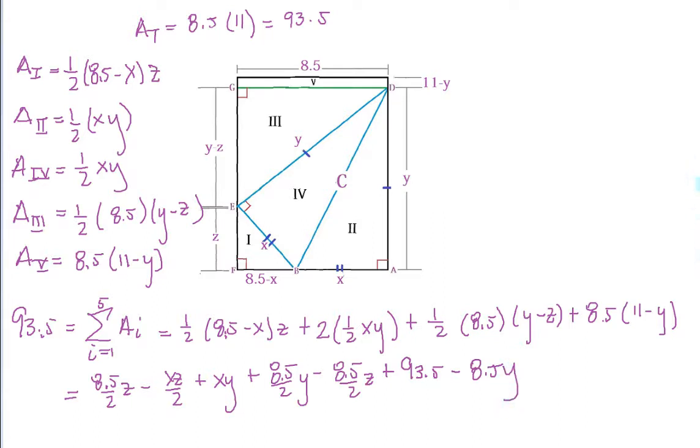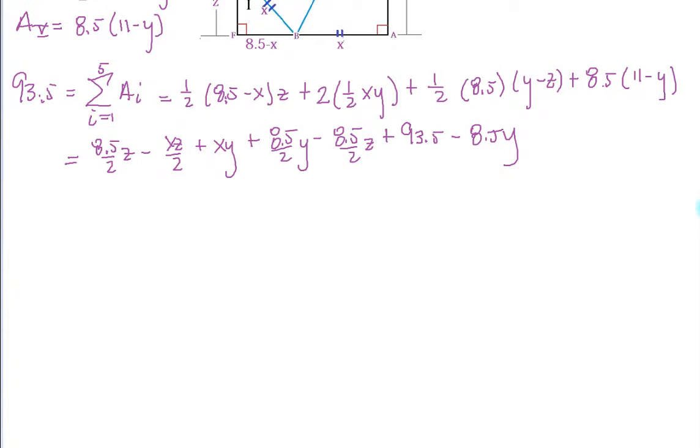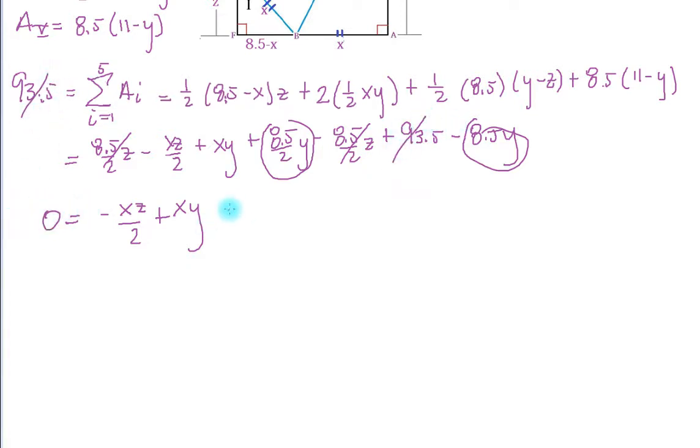Now let's scoot over a little bit. Now this is equal to, notice that this term and this term cancel out. So let's cancel them. And notice that this one will cancel some of this, not all of it. So we have minus xz over 2 plus xy. Now notice that this term will cancel with the left side because they're the same, right? So this is 0. And 8.5 over 2 minus 8.5 is negative 8.5 over 2 y.